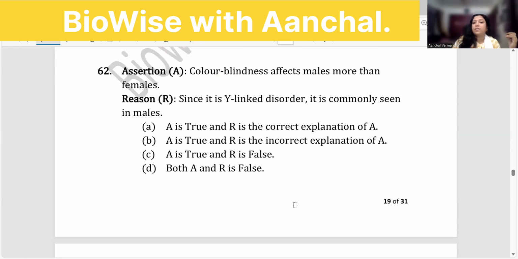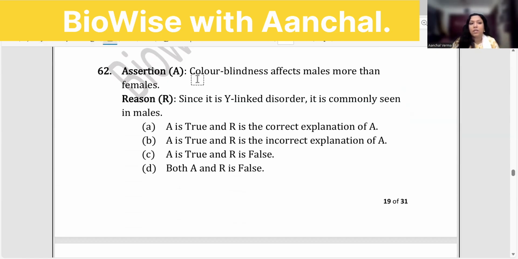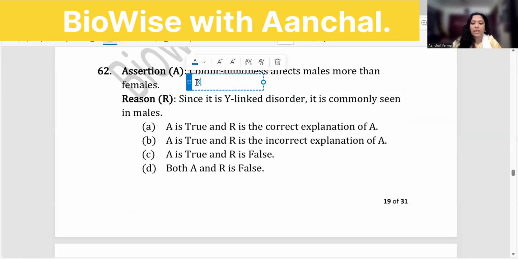Color blindness affects males more than females, since it is Y-linked, that is wrong. What is color blindness? Color blindness is an X-linked disorder. So it is a wrong statement. So A is true, but R is false. Then both A and R are false. Fine.